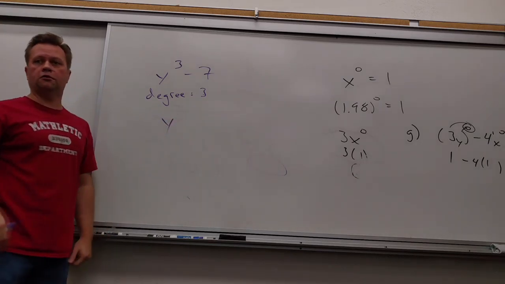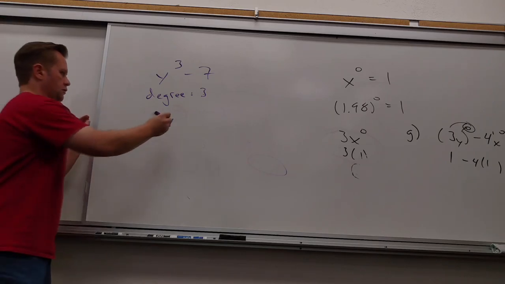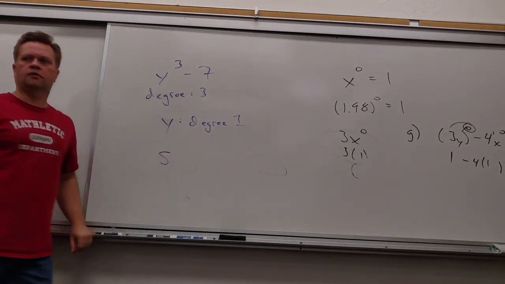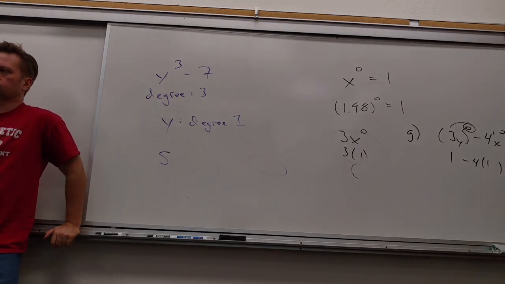Why? That's degree 1. Because how many variables do you see? One. So this is degree 1. That's one. So what degree is this? No, 1. How many variables do you see? None. So it's degree 0?